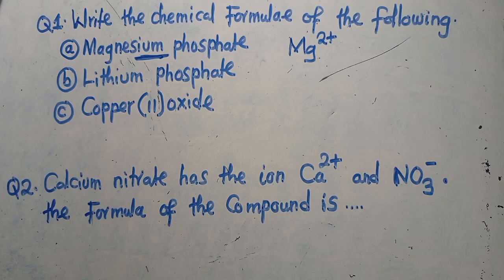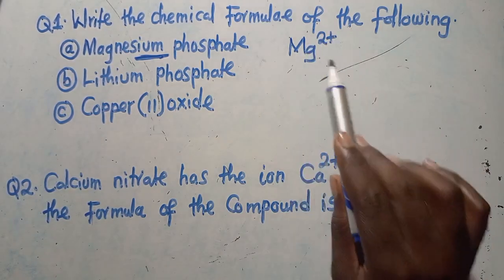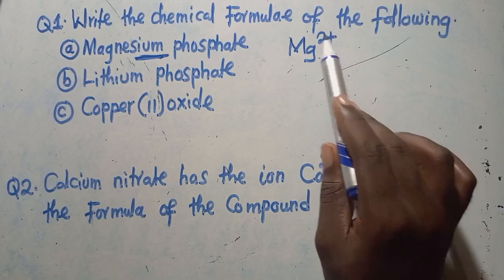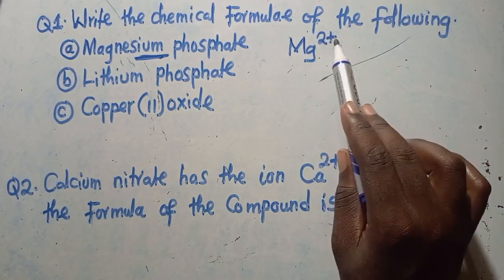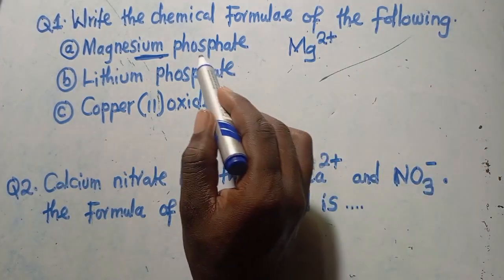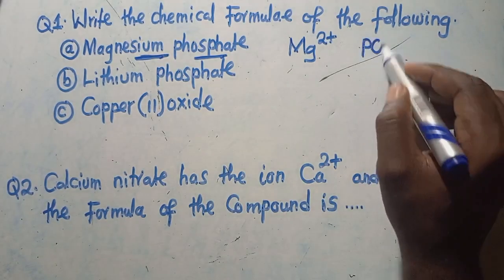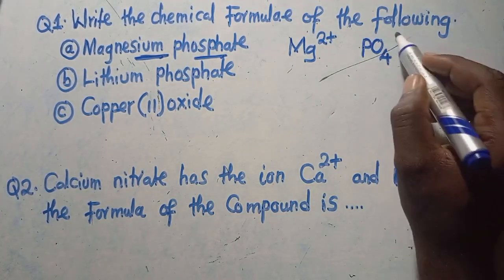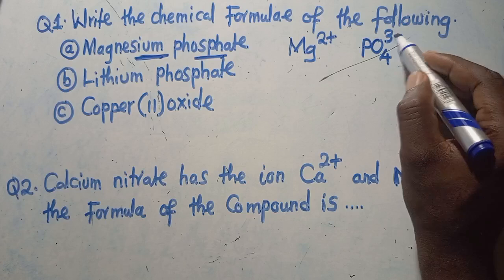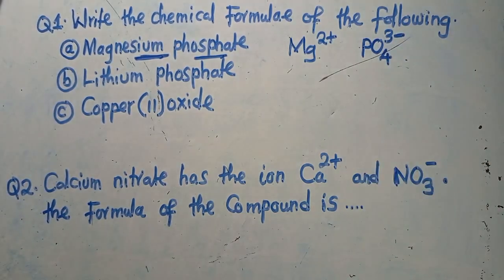And since they are losing those, if they are in group 2, they are losing 2 electrons, meaning it is 2 positive. Don't say plus 2. We start with a number, then a charge at the end. Then we've got a phosphate. A phosphate is a radical. So this one is written like this. Have you seen? It has a 3 and a minus there, meaning that it gains 3 electrons for it to be stable.